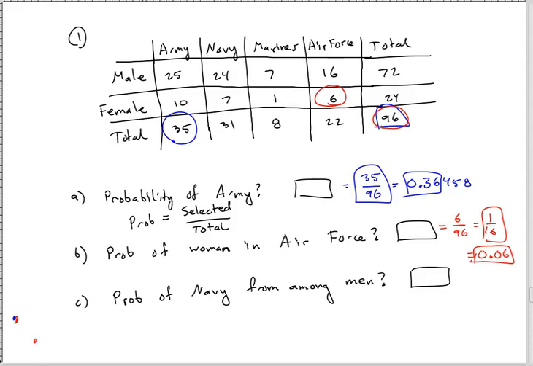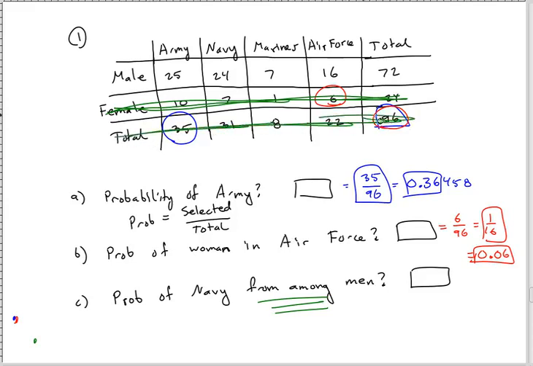And now for the last one, I'm going to use green, I guess. It says, what's the probability of Navy from among men? And so we're only going to look at the men. That means that the females have no say in this particular question. They're just not included. But then my totals at the bottom are all mixed up as well, and so those are not legitimate totals anymore. So I'm only looking at the men. And they say from among them.